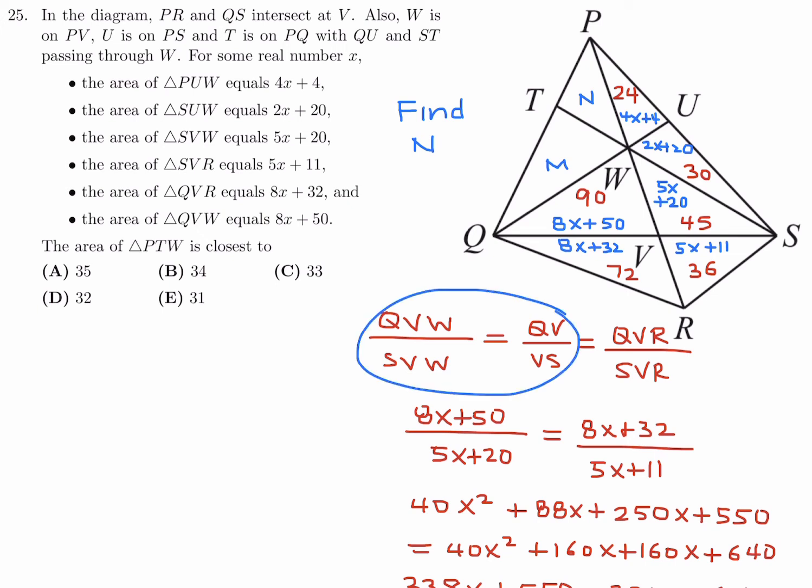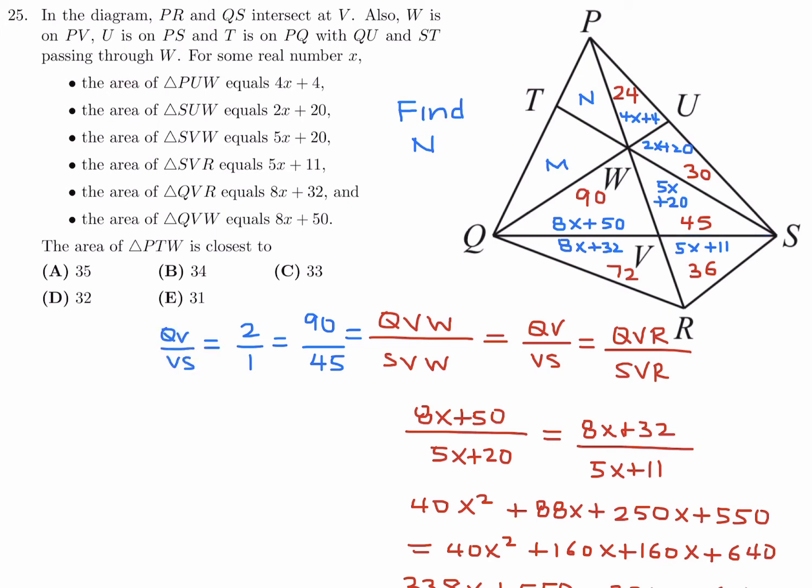We already have the equation. QVW, we just figured out, was 90. And SVW, we just figured out, was 45. So QV over VS looks like 2 to 1. There we go. This is 2 and this is 1. So I'll just write that here, QV over VS. So that's a very important finding. And now we can use that to figure out some very important details.